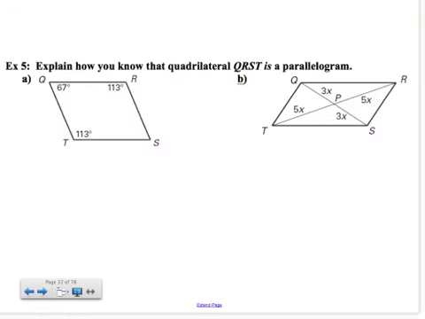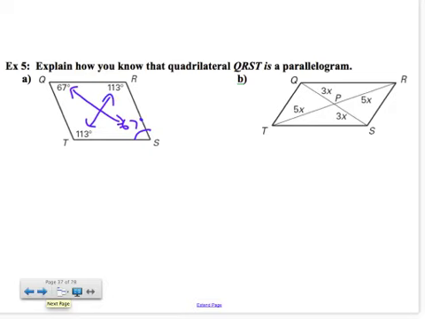Explain how you know the quadrilateral is a parallelogram. I'm going to talk through these. I'm not going to write anything out here. So example number 5, part A. How do I know it's a parallelogram? Well, the first thing you'll have to do is actually find the missing angle here. And when you do, you're going to find that the missing angle is 67. And once I know that, well, opposite angles are congruent. Therefore, it's a parallelogram.